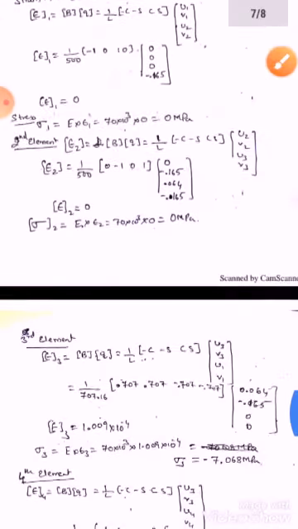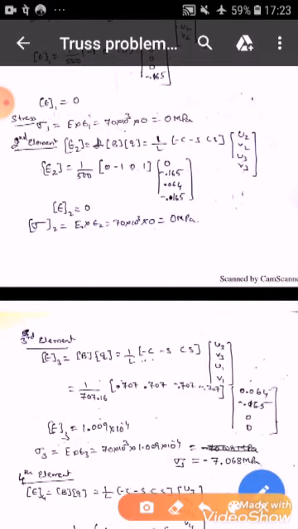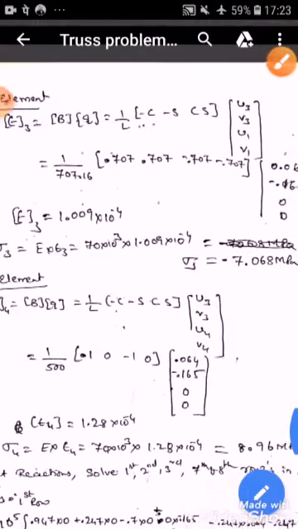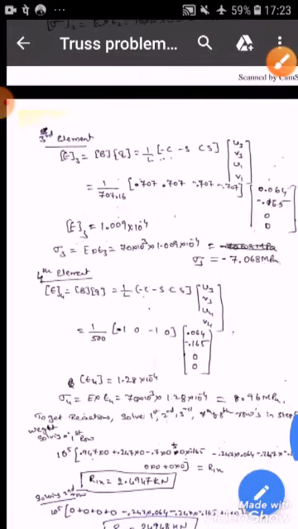Second element, you determine the strain and stress. Strain is again B into Q, 1 by L times minus C, minus S, C, S. u2 v2, u3 v3 are the components of displacements. Calculate, and strain is 0 here. Stress is also 0. Stress is equal to E into strain. Now calculate the strain in the third element.